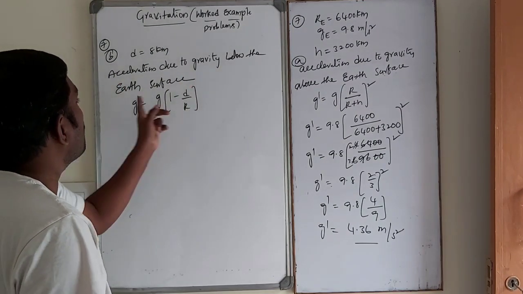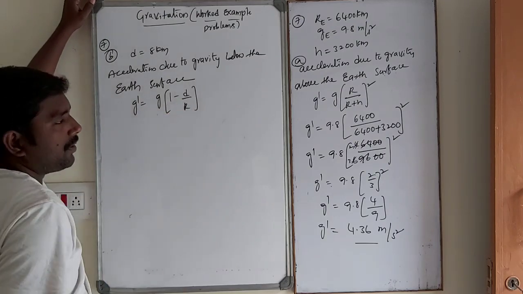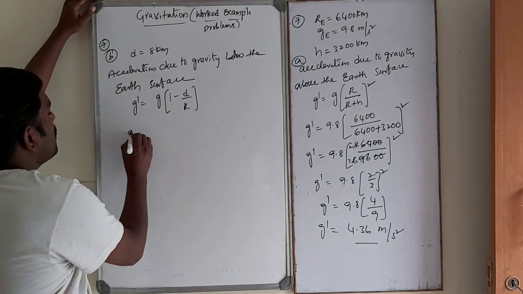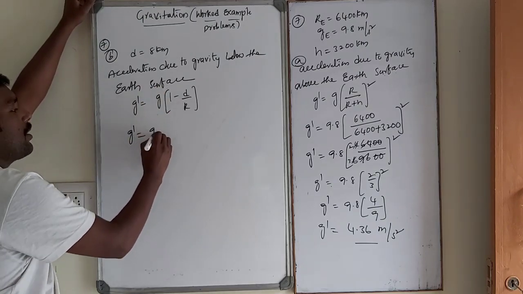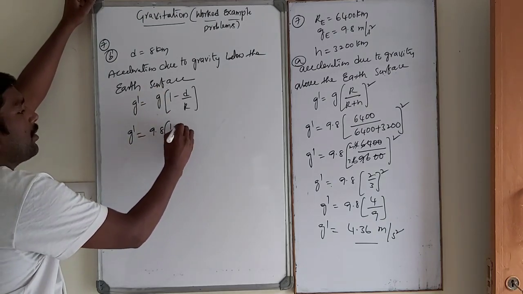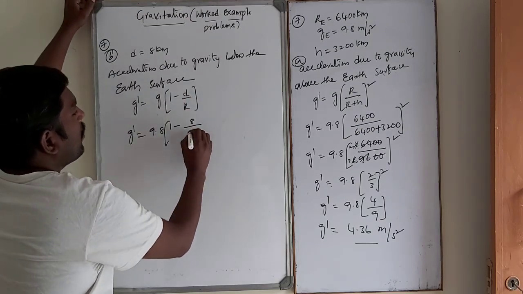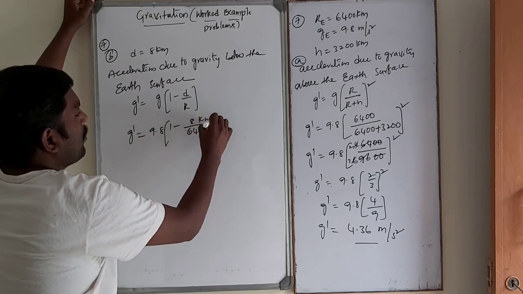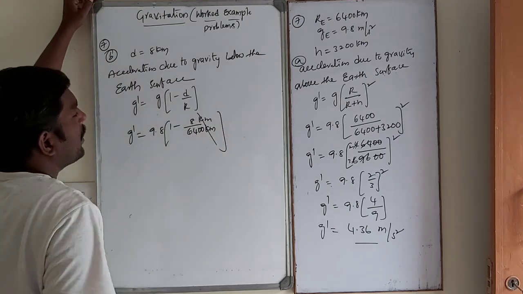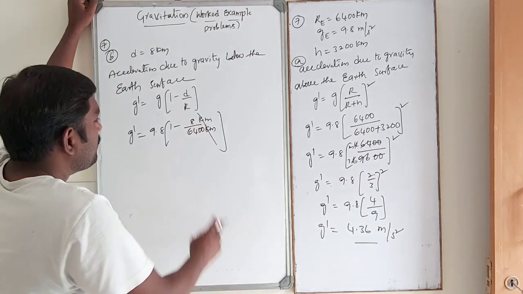Acceleration due to gravity below the Earth's surface: g dash equals g times (1 minus d by R), where d is the depth. So g dash, the acceleration due to gravity below the Earth. The value of g is 9.8, 1 minus, the value of d is 8 kilometers. R is equal to 6400. Of course, this is kilometer, this is also kilometer, so kilometer gets cancelled.